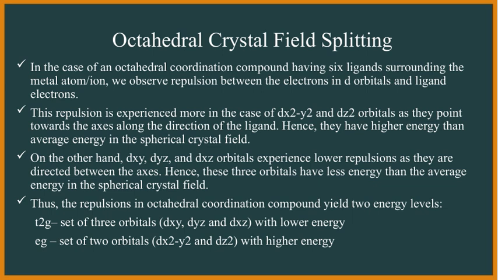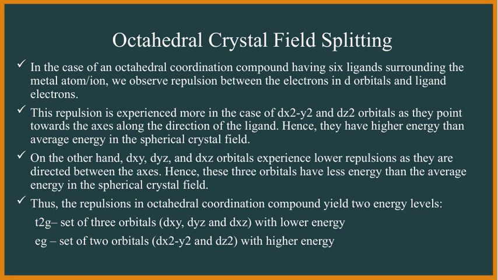As a result, these orbitals have higher energy compared to the average energy level in a spherical crystal field. On the other hand, the dxy, dyz, and dxz orbitals are oriented between the axes, meaning they don't point directly at the ligands. This means they experience less repulsion and thus have lower energy than the average in the spherical field. Because of these differences, the energy levels split into 2 distinct groups. The first group, called t2g, includes the dxy, dyz, and dxz orbitals, which are lower in energy. The second group, called eg, includes the dx²-y² and dz² orbitals, which are higher in energy.